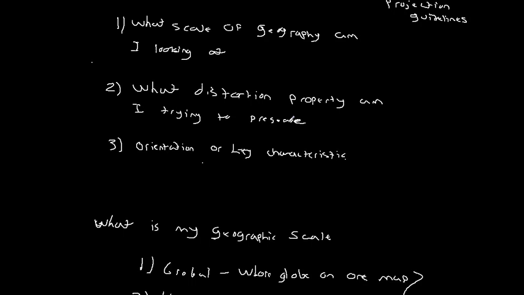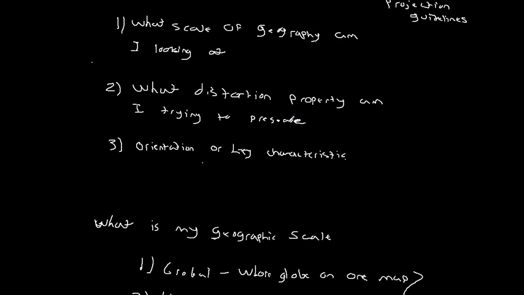If I'm trying to show the specific shape of something, I'm going to want to go with a conformal projection. If I'm really worried about the directions to a specific point, I'm going to choose azimuthal. So what property am I trying to preserve really requires you to stop and think about what the goal of your map is. What specific attribute is going to be most important for making that map accurately.